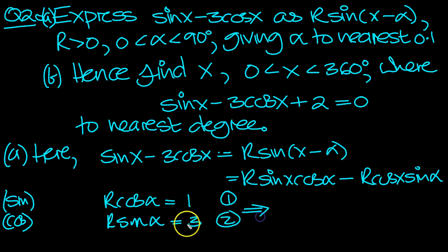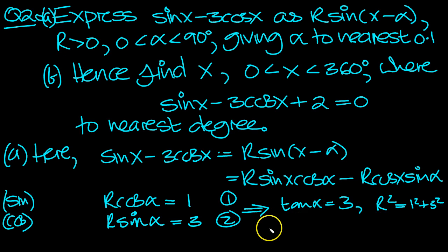So that tells us, if we do 2 divided by 1, sin over cos is a third, isn't it? So that's tan alpha is equal to 3 over 1. And for r squared, if we square this and square this, we'll get r squared cos squared and sin squared. Add them, you get r squared times 1, of course. So r squared is equal to 1 squared plus 3 squared, and r will equal the square root of 10 when you square root both sides.